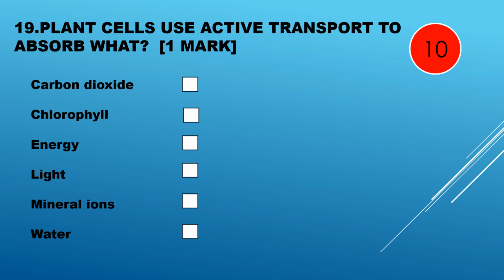Question 19. Plant cells use active transport to absorb what? Carbon dioxide, chlorophyll, energy, light, mineral ions, water. Plant cells use active transport to absorb mineral ions in the roots.